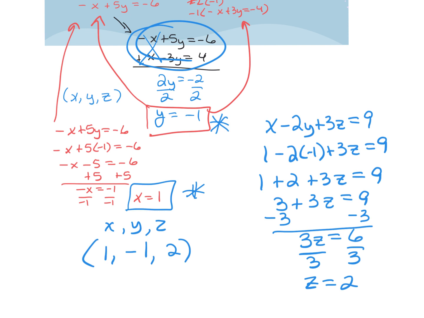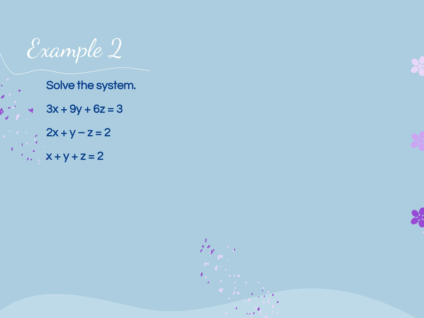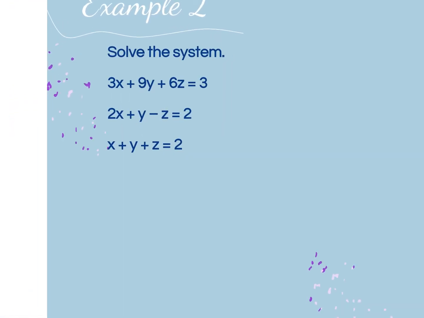Now, most of the next examples have 3 equations with 3 variables. And this is going to be the process that we use. Pretty good on example 1? Let's try the next one. For the next one, again, I'm going to number my equations. This is equation 1, 2, and 3.